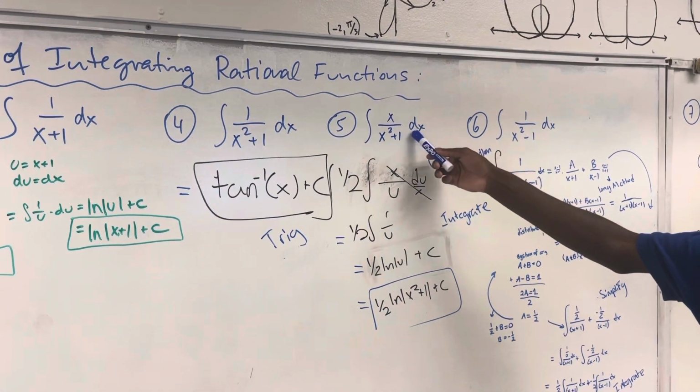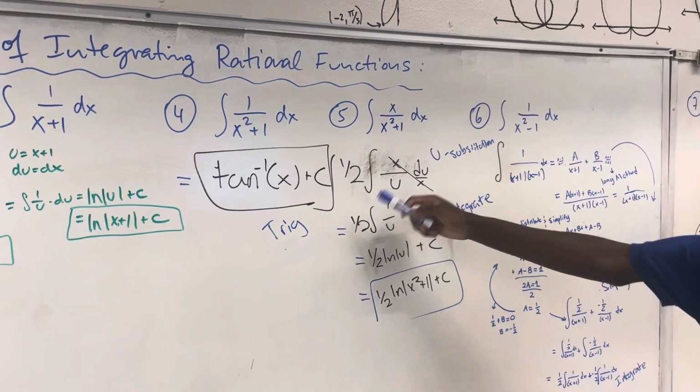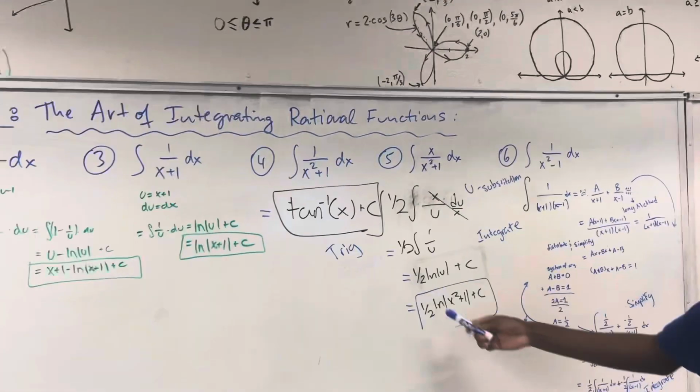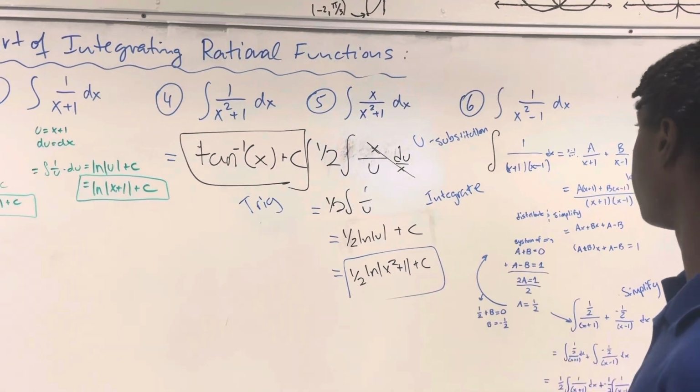This is simple U substitution. You plug u as x squared plus 1, and then you simplify, integrate, you get a half ln of x squared plus 1 plus c.